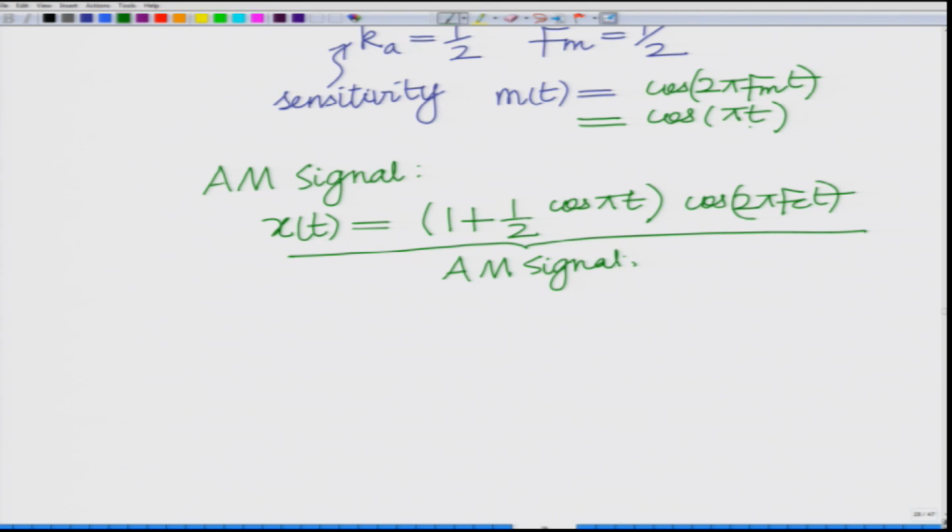This is your amplitude modulated signal. We have chosen the sensitivity K equals half. We have chosen the message to be a pure sinusoid, that is cosine 2 pi fm t with fm equal to half, so it is cosine pi t. So, the amplitude modulated signal is 1 plus half cosine pi t times cosine 2 pi fc t, where we have chosen the carrier amplitude Ac also to be equal to unity.